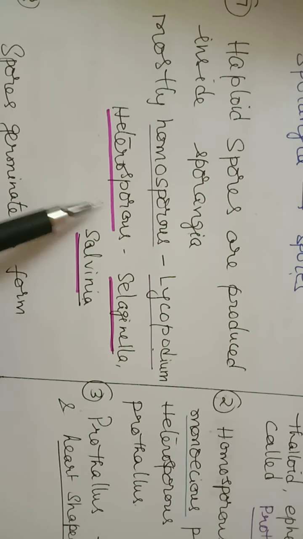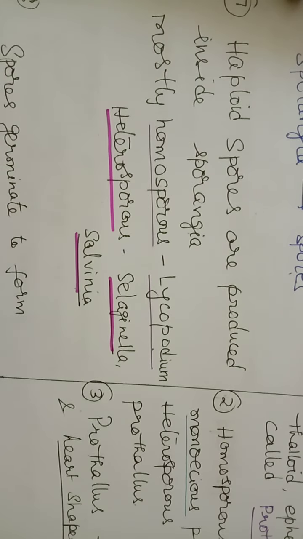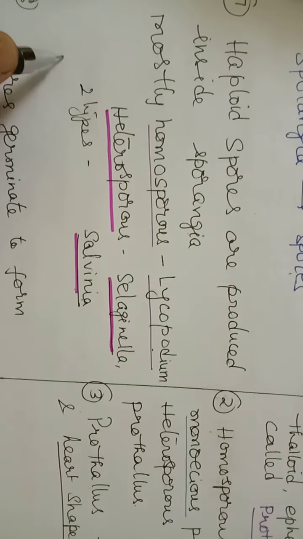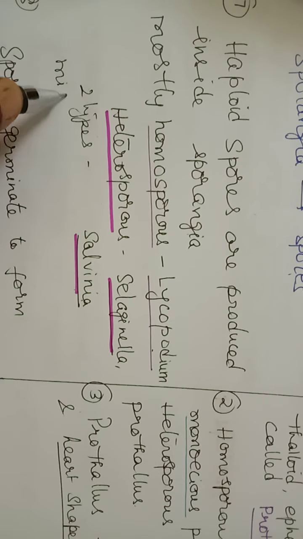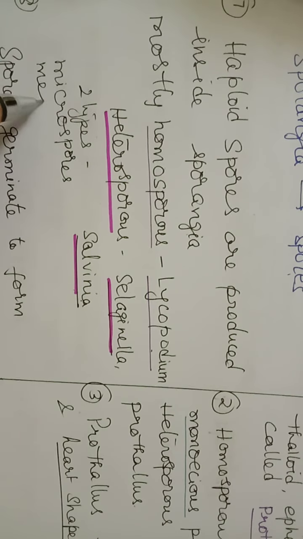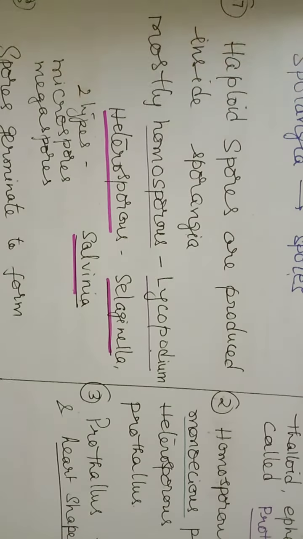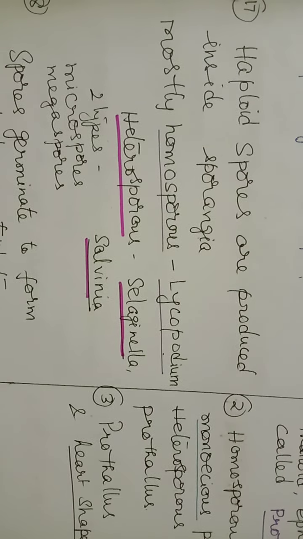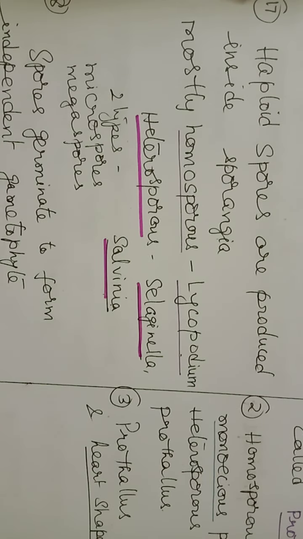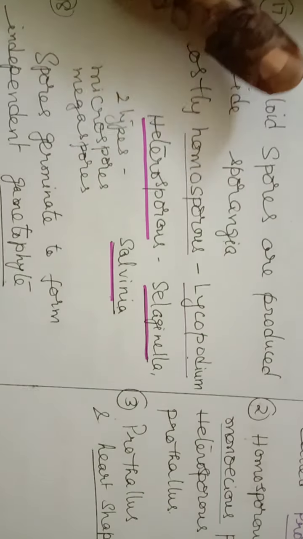Heterosporous is also seen in Selaginella and Salvinia. Heterosporous means two types of spores are formed here. Smaller spores are formed, called microspores. They are small in size. Larger spores are formed, called megaspores. So two types of spores are formed: microspores, which are smaller in size, and megaspores, which are bigger in size. And these spores are the first cells of gametophytic generation.